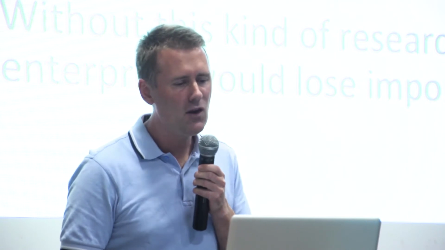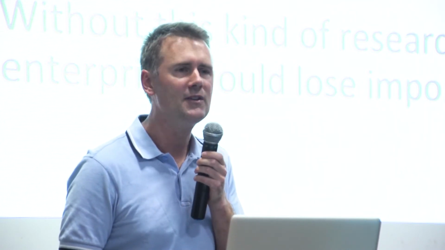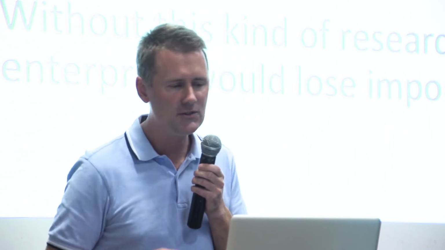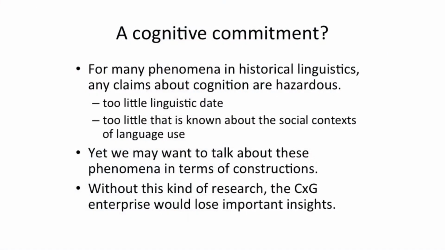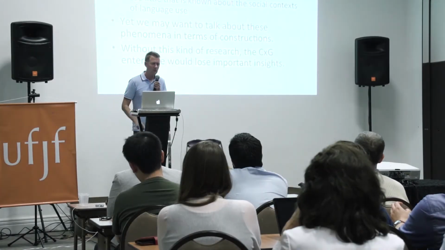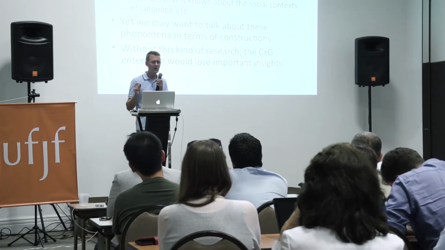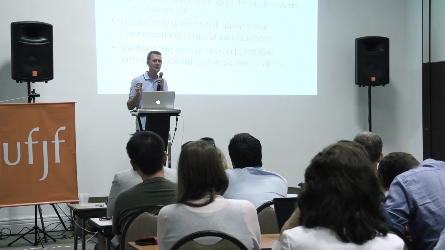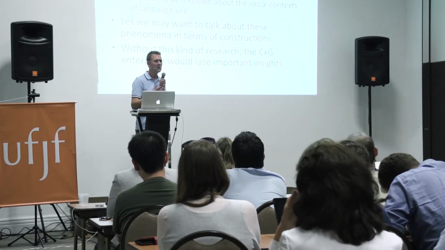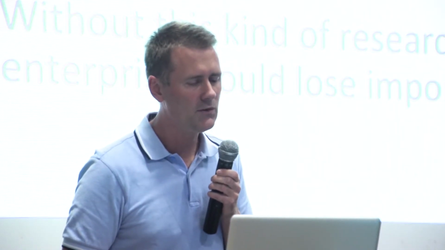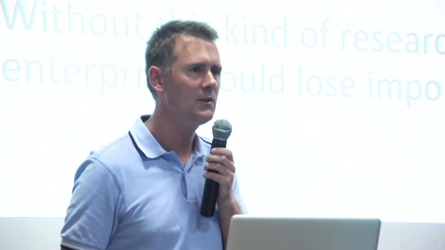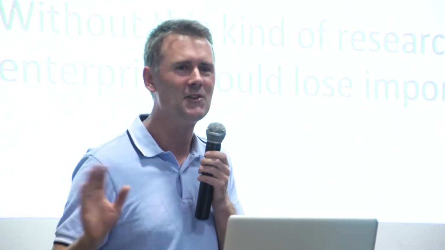It has to be said that for many phenomena in historical linguistics, any claims about cognition are really hazardous. There's too little data, too little that is known about the social context of language use. And so it may be a tall order to want this for all diachronic studies that are out there. So even though the data may be patchy in places, we still may want to talk about these phenomena in terms of constructions, that there are maybe non-compositional meanings or funny constraints. So I would propose that we don't impose any kind of commitment. We just ask people to be maximally explicit about where they stand.